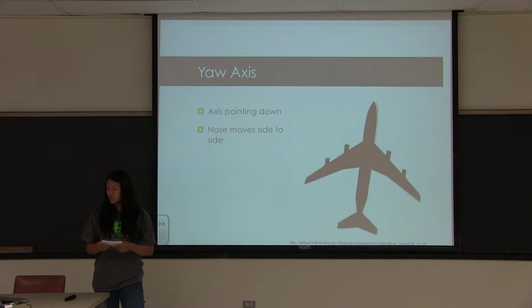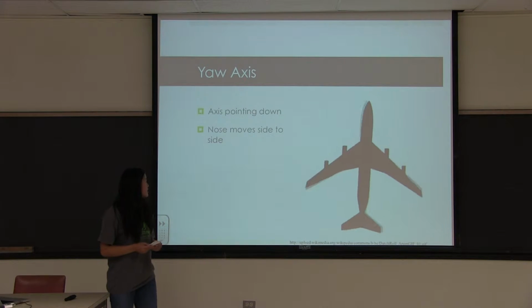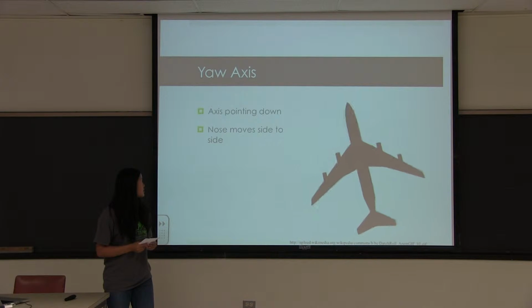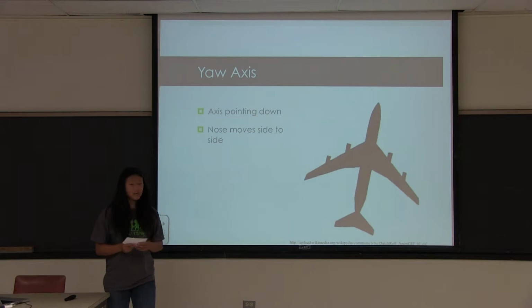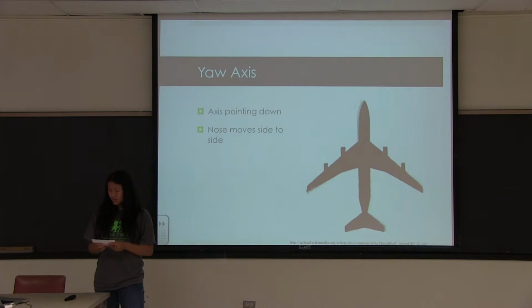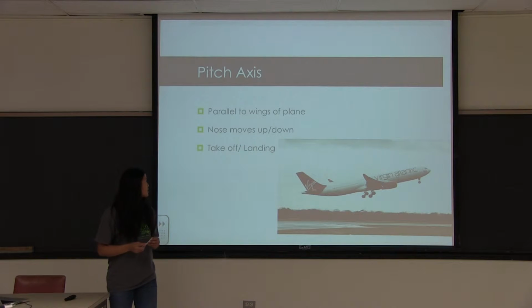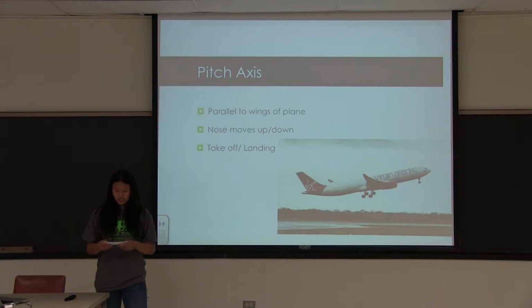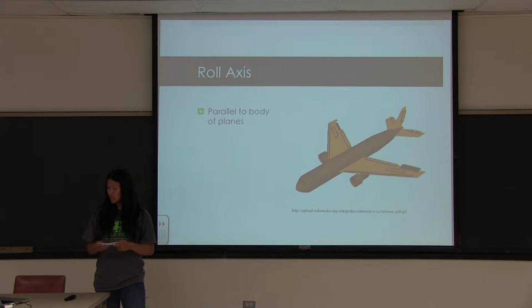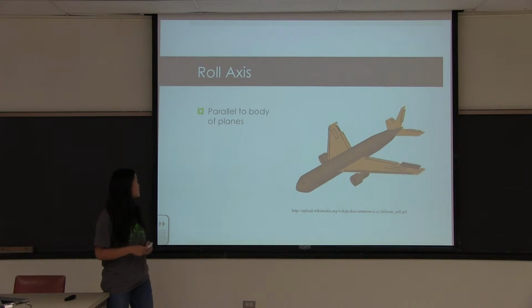The yaw axis is the axis pointing down, and the motion of it can be seen as the nose moves from side to side. And next is the pitch axis, which is parallel to the wings of the plane. You can see it when the nose moves up or down, as seen when the plane is taking off or landing.